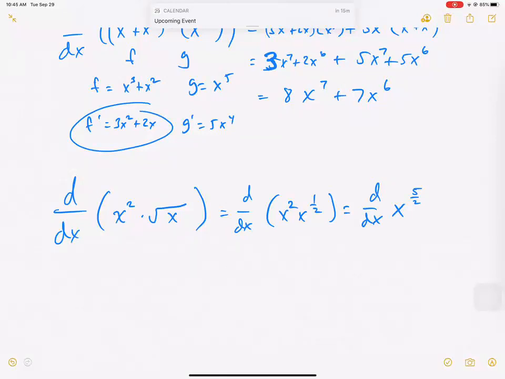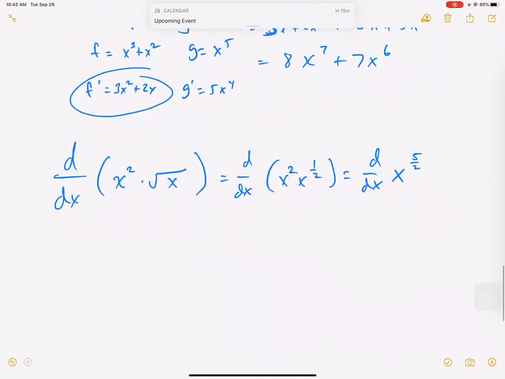Not the most eloquent way. But if we wanted to, this becomes 5 over 2 x to the 5 over 2 minus 1, which is 3 over 2. You guys have to make sure you're practicing this yourself.